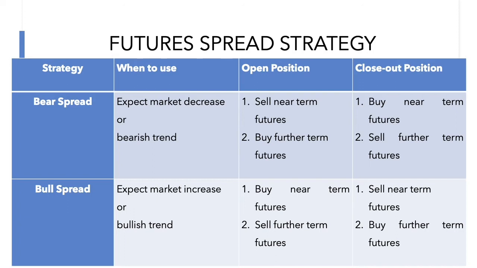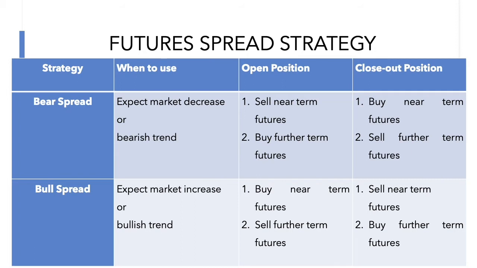We have two types of futures spread strategy for inter-month spread. The first one is bear spread strategy. The second one is bull spread strategy. Your spread strategy is based on your market prediction. If you expect the market to decrease, a bearish trend, then you need to use bear spread strategy. If you expect the market to increase, a bullish trend, you need to use bull spread strategy.